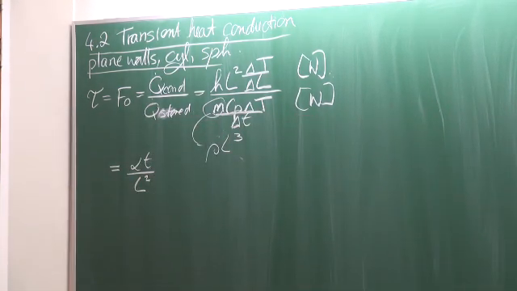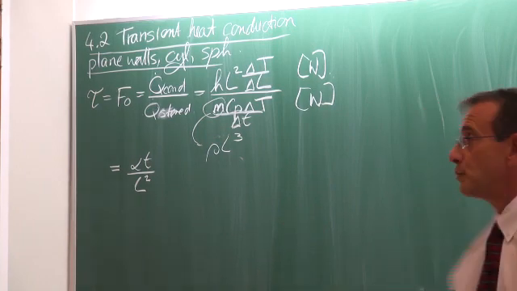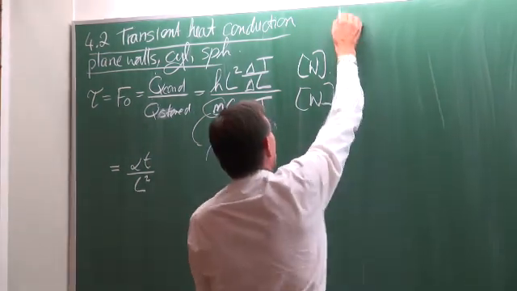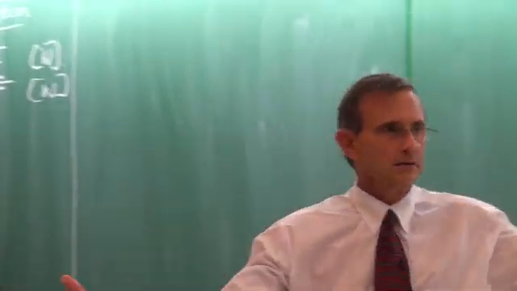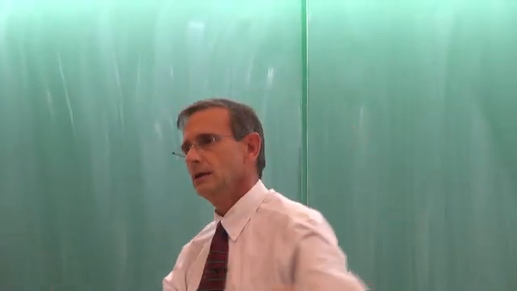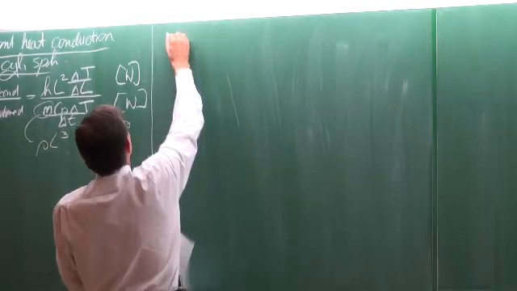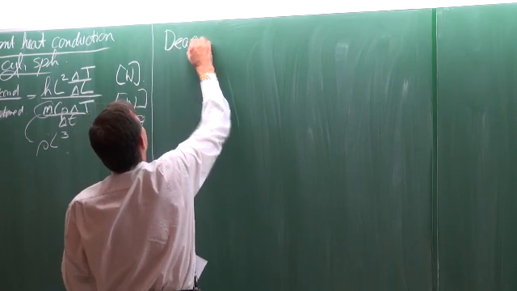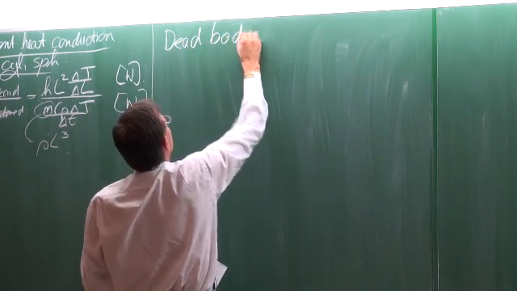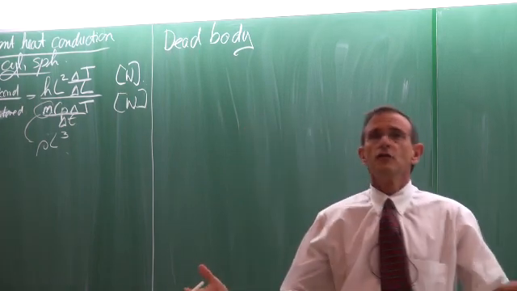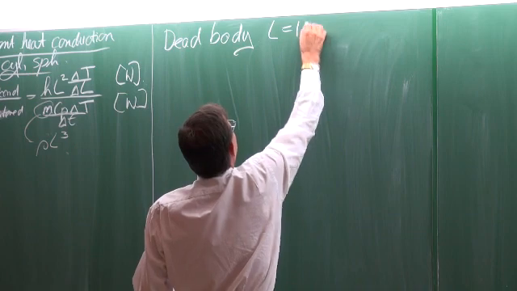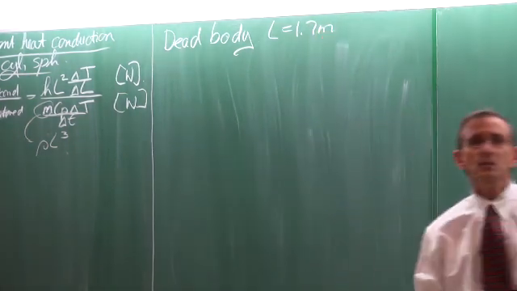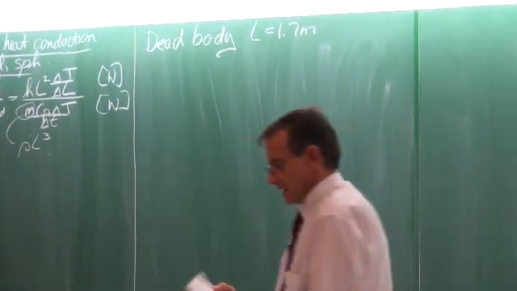Right. So, let's start with a problem. And the problem is the following. A dead body is discovered. Somebody passed away in a murder or whatever. And the length of that person is 1.7 meters. 1.7 meters in length.